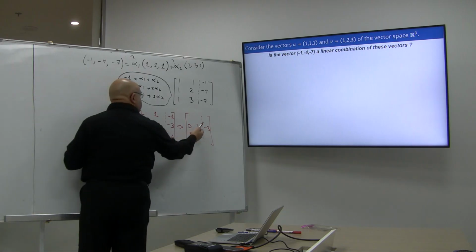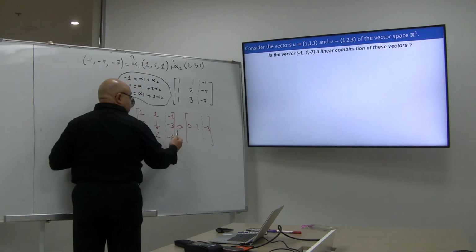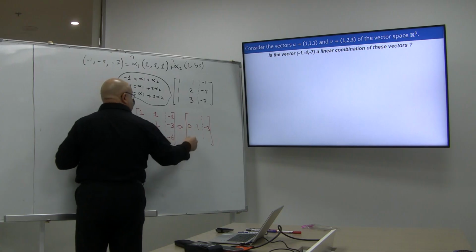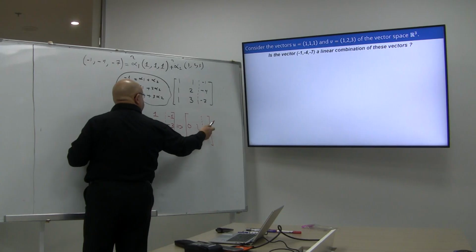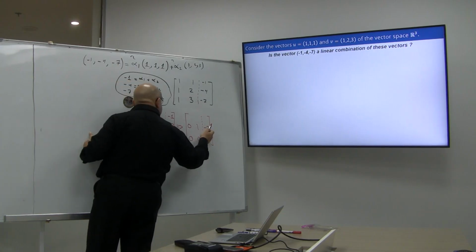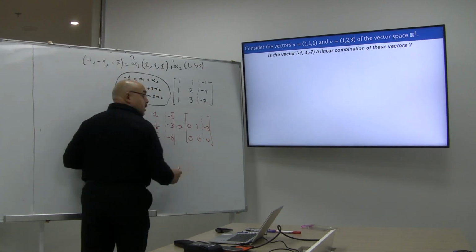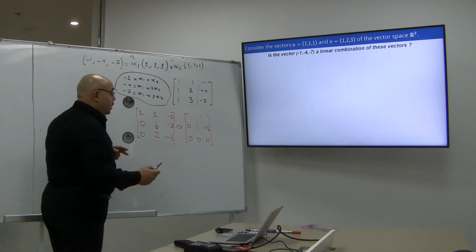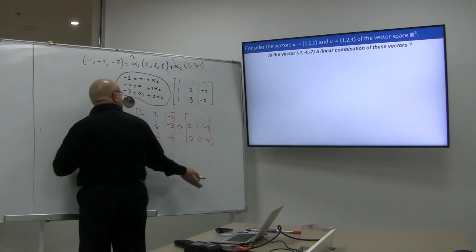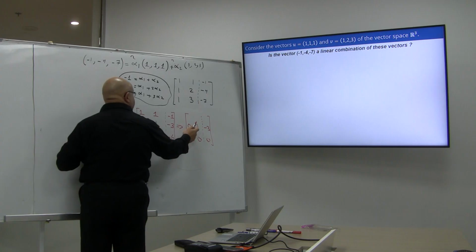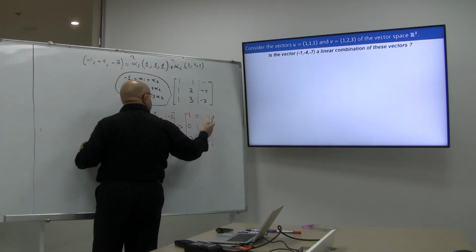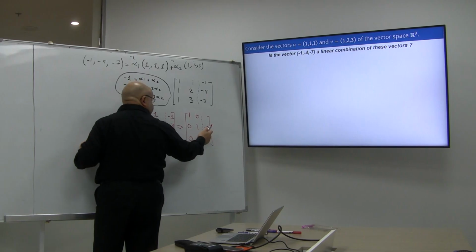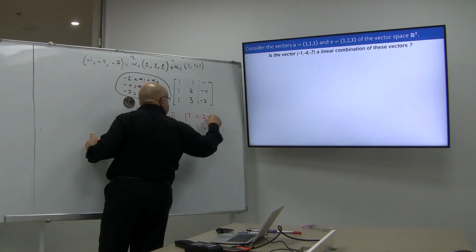So I will multiply by negative 2 and add to the last row. Negative 2 times 0 is 0. Negative 2 plus 2 is 0. Negative 2 times negative 6 is going to be 6, plus negative 6, so it's going to be? Continue. I will multiply the second row by negative 1 and add it to the first row. Negative 1 plus 1 is 1. Negative 1 plus 1 is 0. Negative times negative 3 is positive 3, plus negative 1, so it's going to be 2.